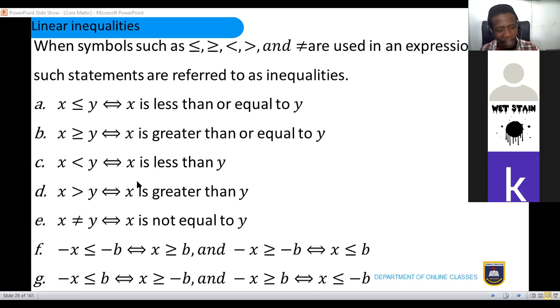When we come down to the D, x greater than y, x is greater than y. You could see that, for instance, let's take x to be any number. So let's say x is 5. So when x is 5, that means y can take any number from 4 to negative infinity, because we are saying that x is greater than y. So when you position x to be 5, then y is either 4, 3, 2, 1, 0, -1, up to negative infinity.